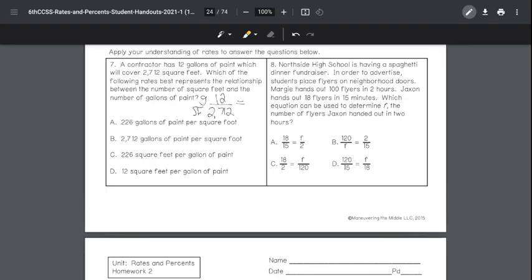So now I want to figure out, what does that really mean? Well, if I have 1 can of paint, 1 gallon of it, how many square feet am I going to be able to cover? Okay, how much are we actually going to get painted? So we're going to cross multiply and divide. 2,712 times 1 is the same number, but when we divide that by 12, we get 226. So keeping our labels the same, that means 1 gallon will cover 226 square feet.